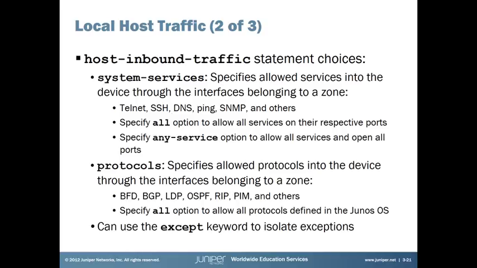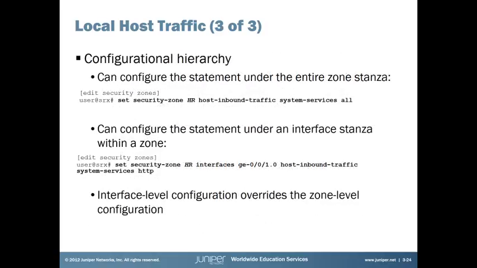Protocols here, these are our routing protocols and other protocols that might be associated with routing functions. And there are some examples there. We've got BGP, LDP, OSPF, RIP, and so on. BFD, bidirectional forwarding detection, as well. So there are a few other things there. These are the protocols we're talking about. If we want to allow everything except something, we can say all except. We can do that as well. That's one way of doing it. This is allowing all here.